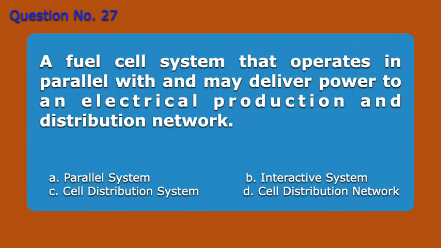Question number 27. A fuel cell system that operates in parallel with, and may deliver power to an electrical production and distribution network. A. Parallel system. B. Interactive system. C. Cell distribution system. D. Cell distribution network. Answer: B. Interactive system.